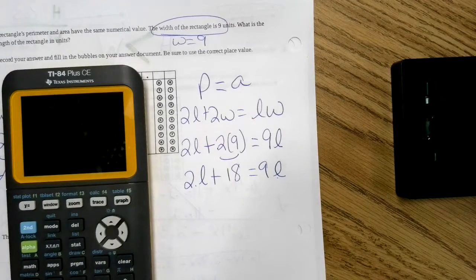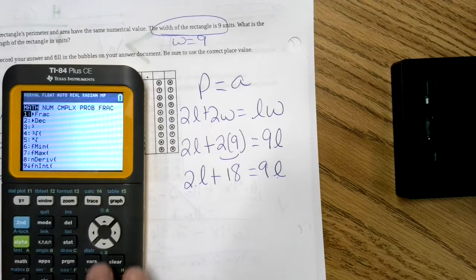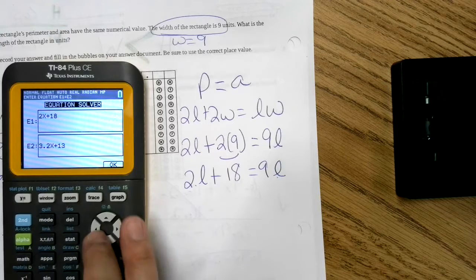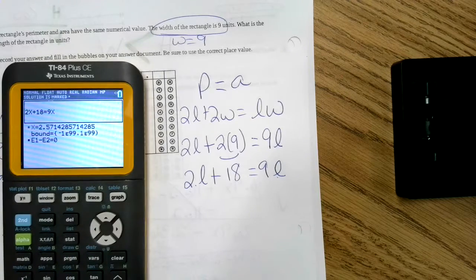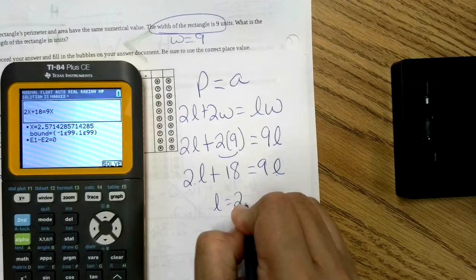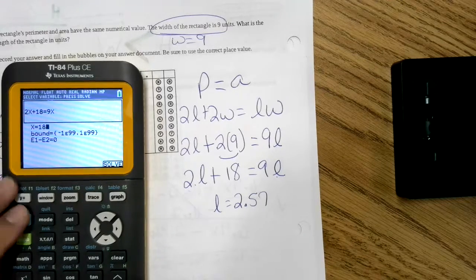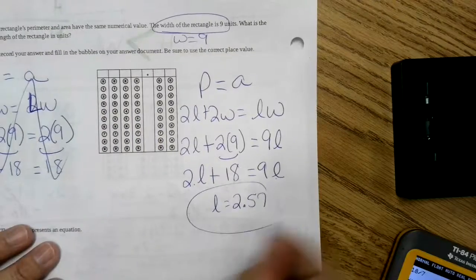So just to save a little time today, we'll do the calculator way on this once we get it this far. And we'll type in 2x plus 18. And down here we'll type in 9x, graph. And I got L equals 2.57. And if I were to work that out, like on your test again, you're not going to have to round. If I were to work that out, that would have been 18 divided by 7. Yep, that's right. So the length is 2.57.